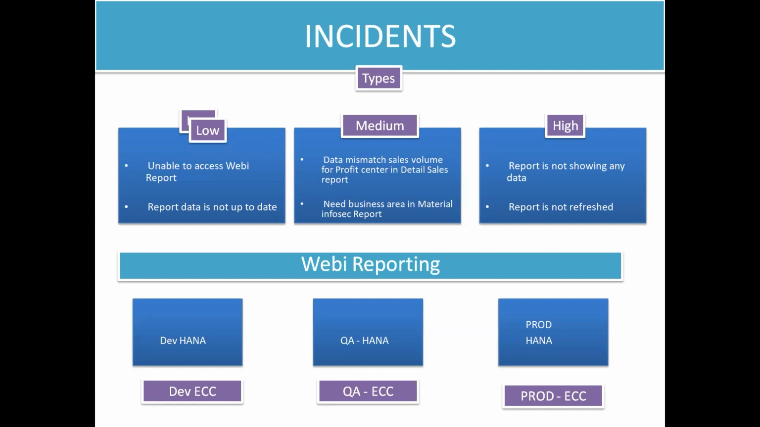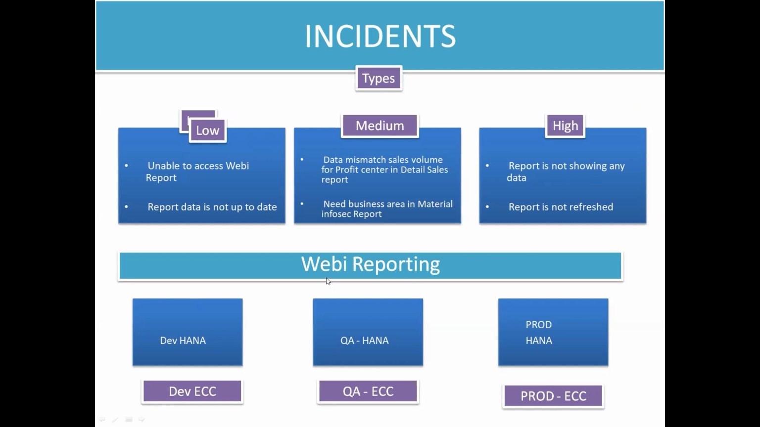And the second one is that if we didn't send the report refresh delay email to the end business user in time, then business users will raise incidents to us with priority one, stating that the report is not refreshed with the current data. Such things fall under high priority incidents. Okay, so these are the types of incidents we have: low, medium, and high.